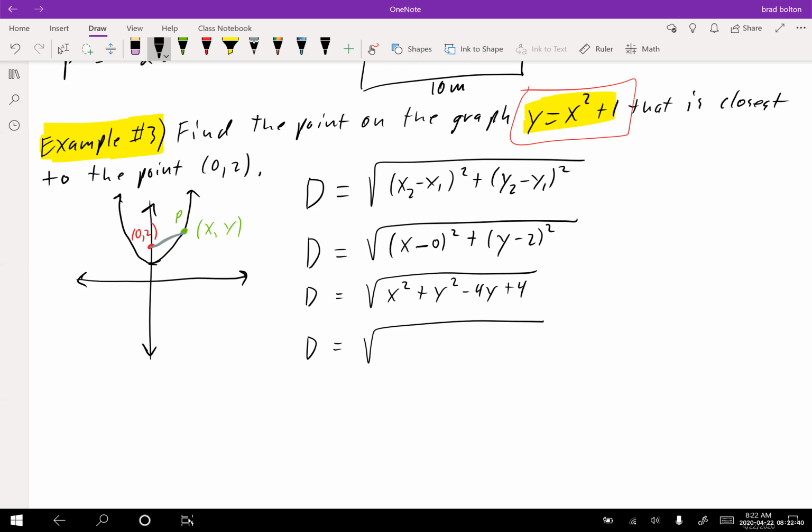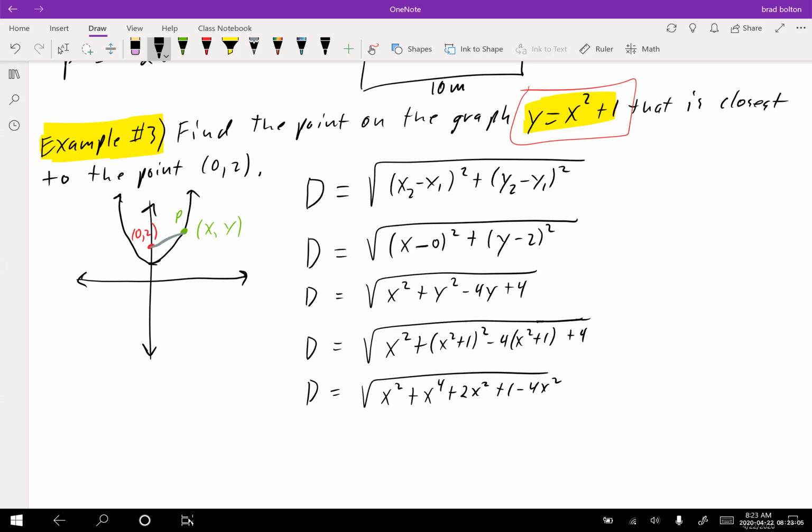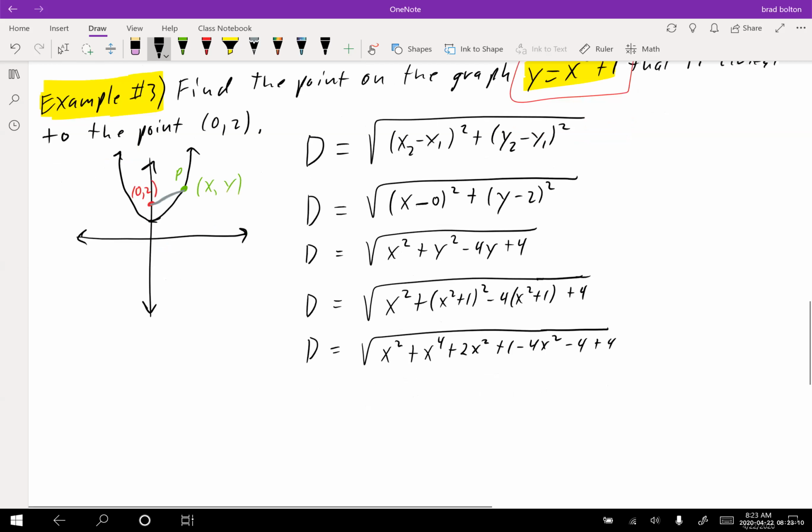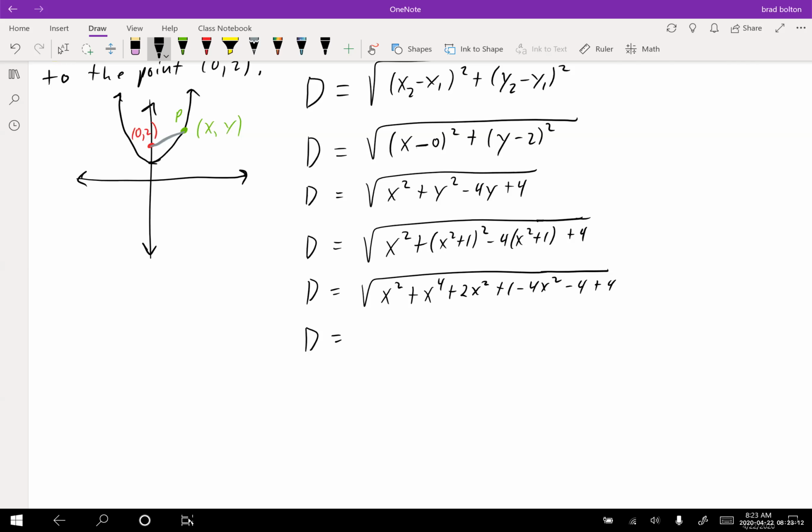So I'm going to plug in for y. So this is x squared plus 1 squared minus 4y. Oops, but y is actually x squared plus 1, plus 4. So now let's do a little more cleanup. So this will be x squared plus x to the 4th plus 2x squared plus 1 minus 4x squared minus 4 plus 4. Okay, and let's just keep cleaning. So now this combined like terms will be x to the 4th.